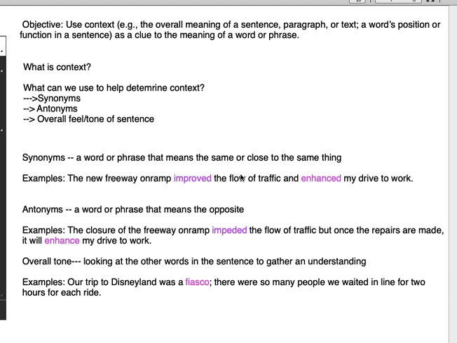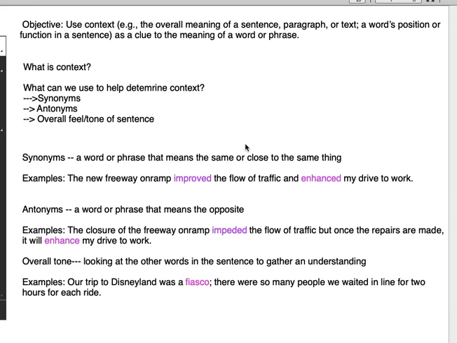A synonym is a word or a phrase that means the same or close to the same thing as another word. So when we take a look at a synonym, we should be able to determine if there are two words in a sentence that we're trying to determine the meaning of. We can use those words to help determine the meaning. So for example, the new freeway on-ramp improved the flow of traffic and enhanced my drive to work.